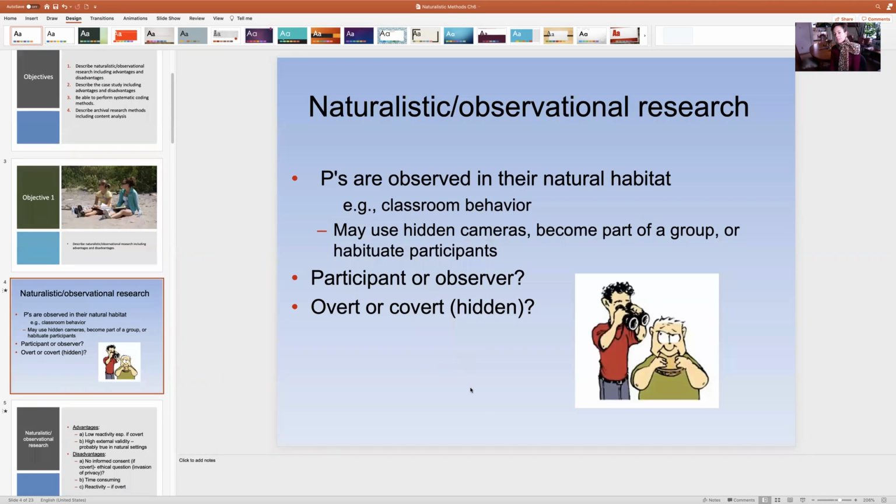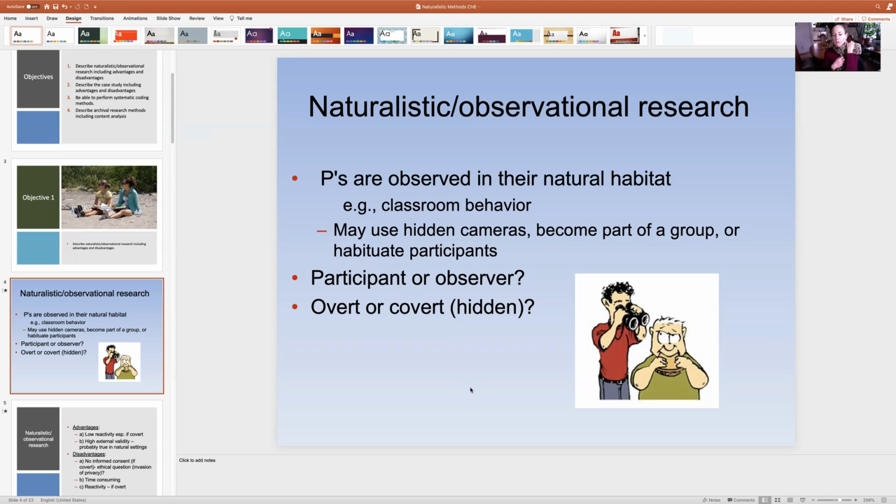Basically, naturalistic or observational research is when participants are observed in their natural habitats. For example, we could observe students in the classroom, and that would be naturalistic observation. Sometimes people use hidden cameras to do this so that the participants will act naturally. They might even become part of the group, so pretend as though they're another student in the classroom, let's say, or they can just stay there long enough to make people not notice them.